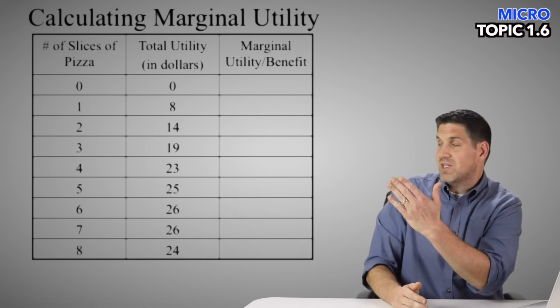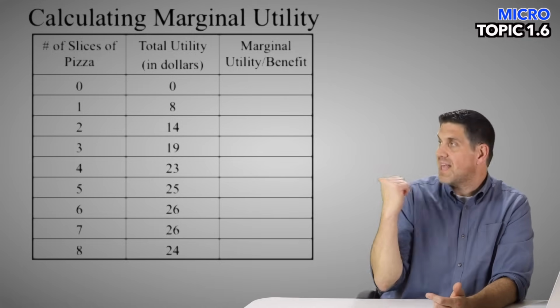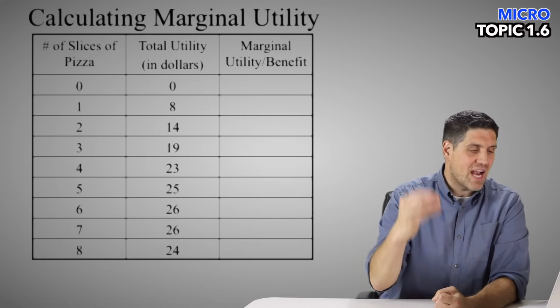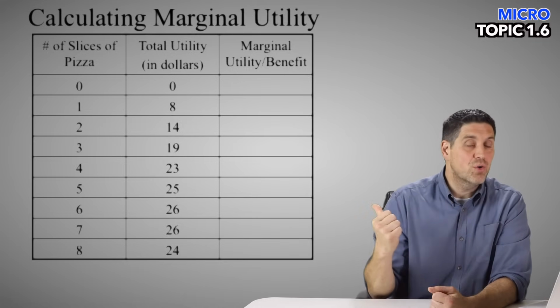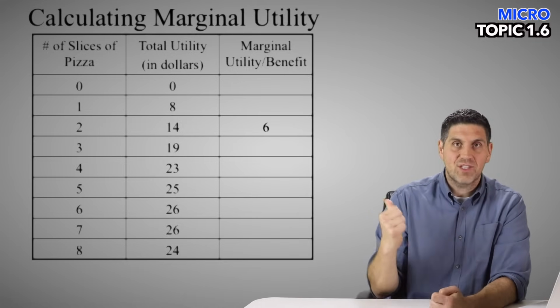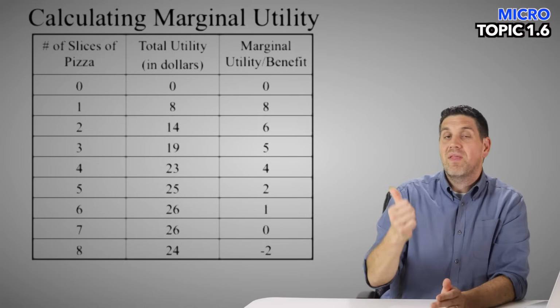So all you gotta do is just subtract the first one from the second one. So if you look at, let's say, the second slice of pizza, how much additional satisfaction did I get? Well, it went from 8 utils of satisfaction to 14 utils, so that's an increase of 6. You just keep doing this over and over again, calculating the marginal utility from the total utility.